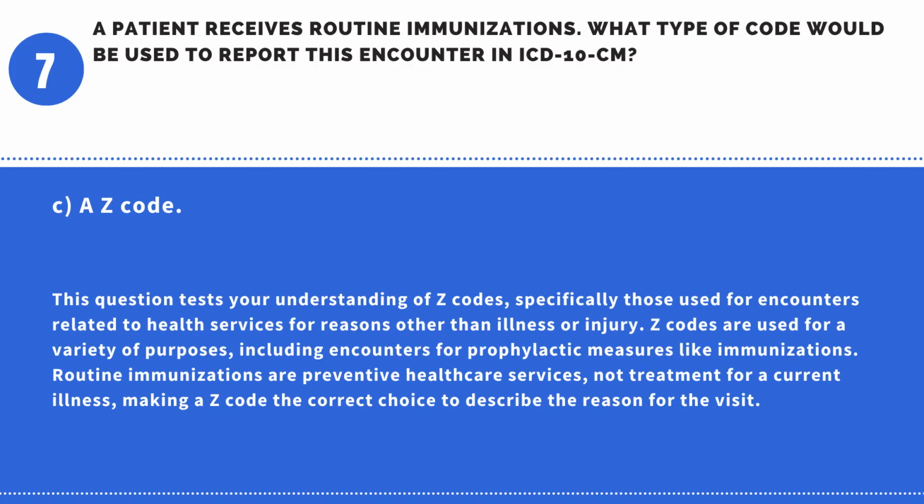Answer: C. A Z code. This question tests your understanding of Z codes, specifically those used for encounters related to health services for reasons other than illness or injury. Z codes are used for a variety of purposes, including encounters for prophylactic measures like immunizations. Routine immunizations are preventive healthcare services, not treatment for a current illness, making a Z code the correct choice to describe the reason for the visit.